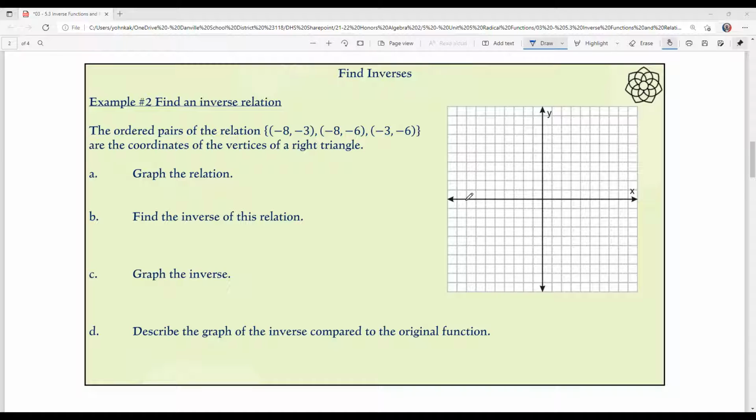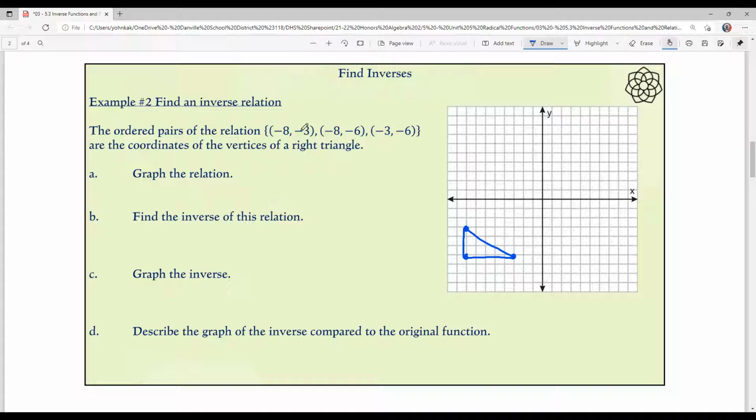So (-8, -3) is right here. (-8, -6) is right here. Okay, and then we have the ordered pair (-3, -6), so right here. These make a right triangle, so we can connect them exactly with straight lines. That's gorgeous.